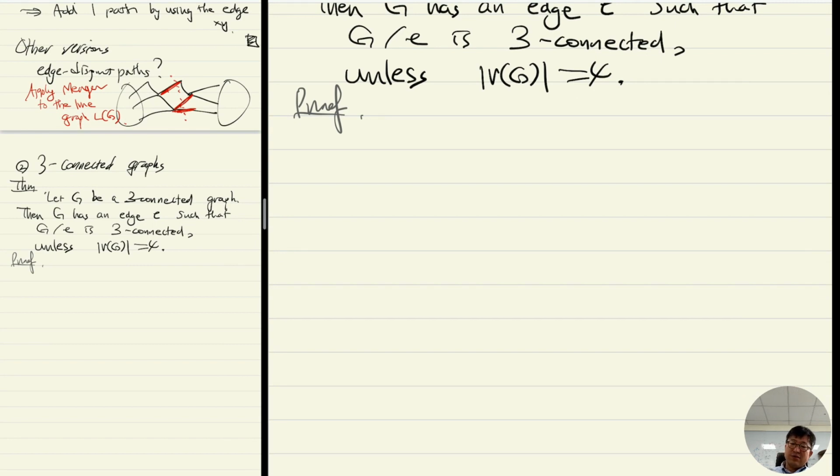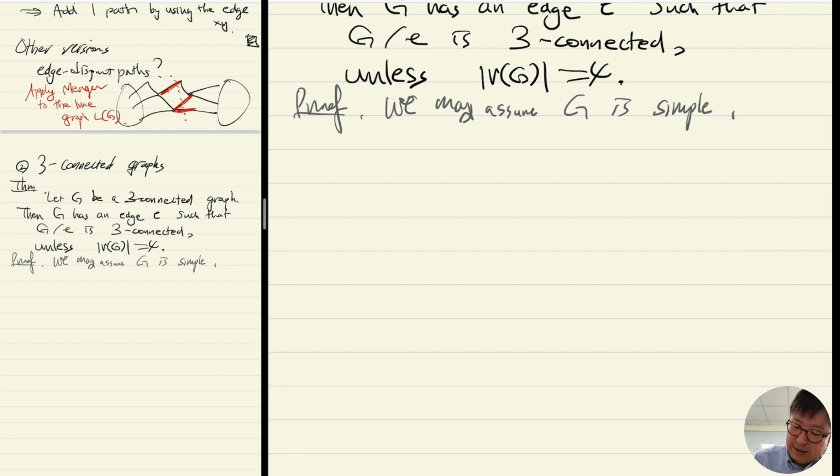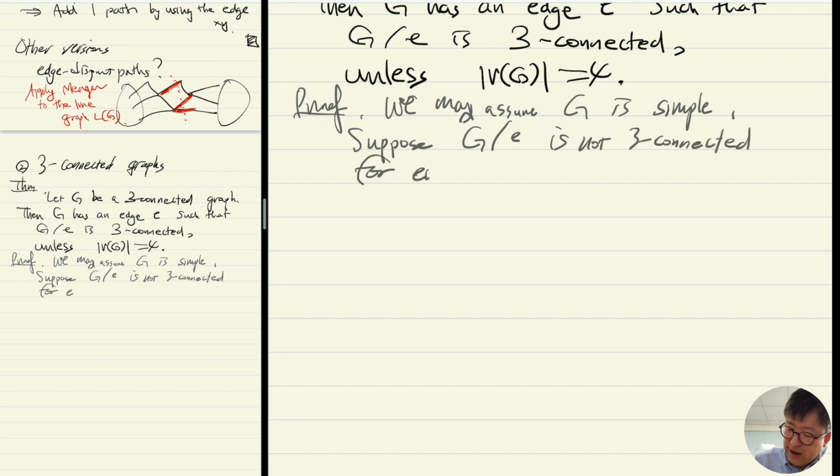All right, so first we can assume G is simple, because if this theorem is true for simple graphs, then it's true for graphs with parallel edges or loops, right? Because the connectivity doesn't change by adding loops or parallel edges. So suppose G contract E is not 3 connected for every edge E.